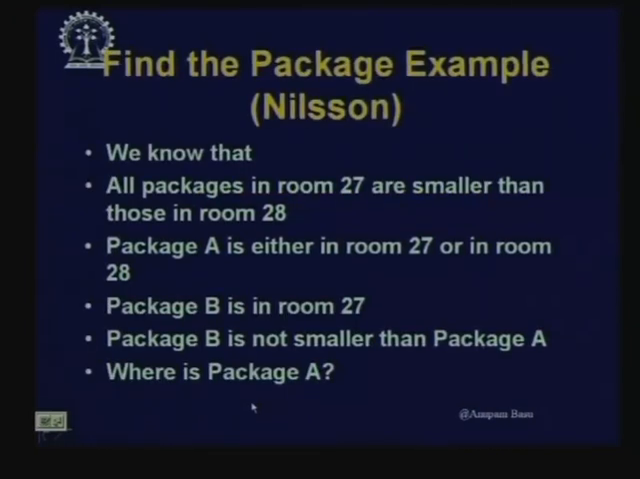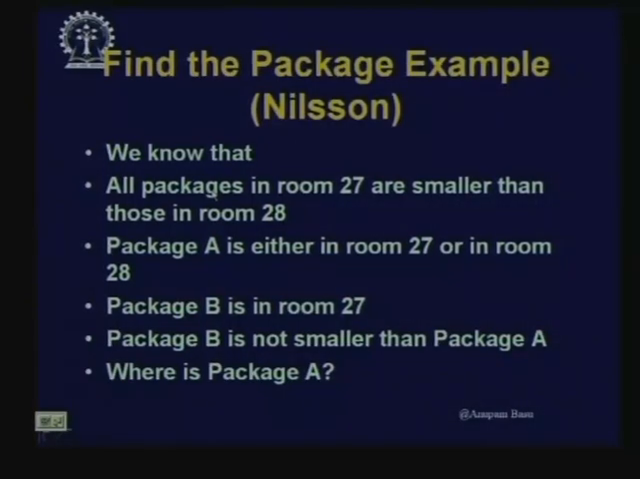So, here is a nice problem. Suppose a robot is trying, this example has been taken from the book of N.J. Nilsson. All packages in room 27, a particular room, are smaller than those in room 28. Room 28 can have some smaller packages also, but all packages in room 27 are smaller than those in room 28. Package A is either in room 27 or in room 28, the robot does not know. Package B is in room 27.